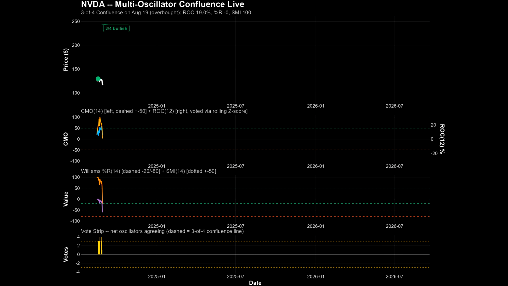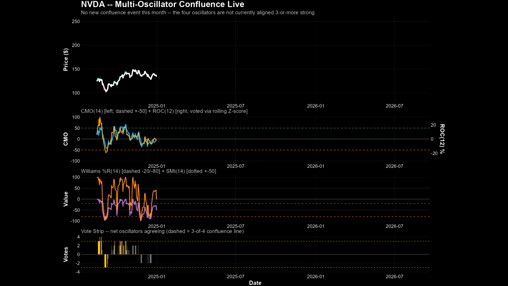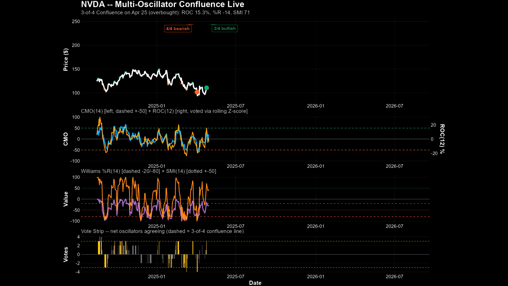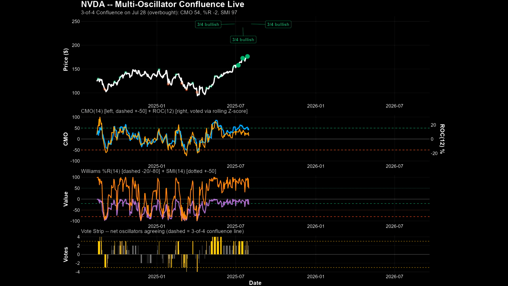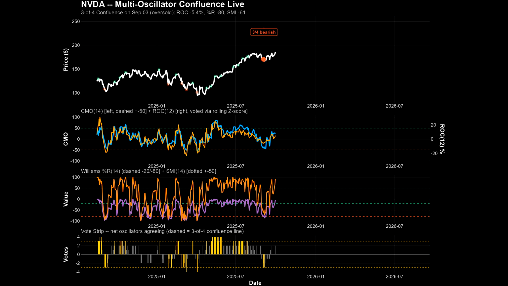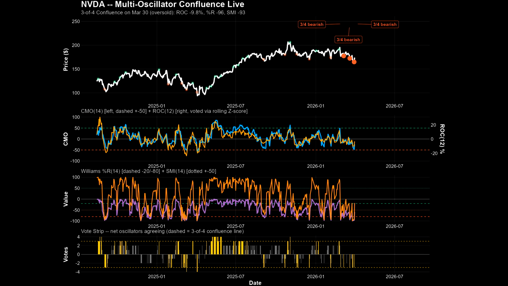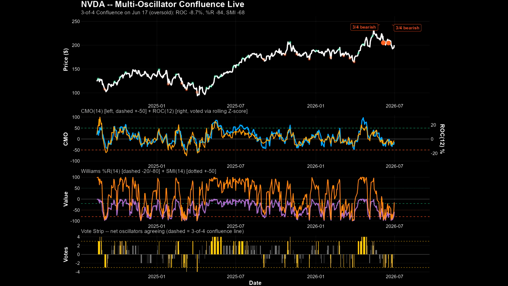What you're watching now is a live, monthly updating build of multi-oscillator confluence on real NVIDIA data, four panels growing together as each new month is added. Price sits on top, with a green or red dot dropped on it any month where several oscillators vote bullish or bearish together. The second panel overlays CMO's 14-period reading against ROC's 12-period reading on a shared axis, each with its own plus 50, minus 50 reference band. The third panel adds Williams percent R, and SMI, each on their own dashed reference lines.